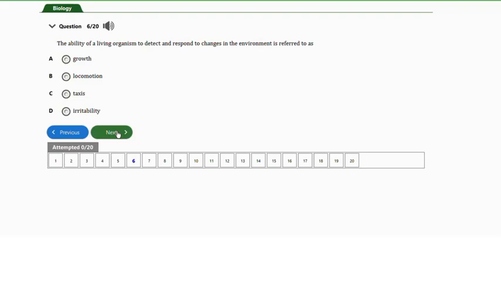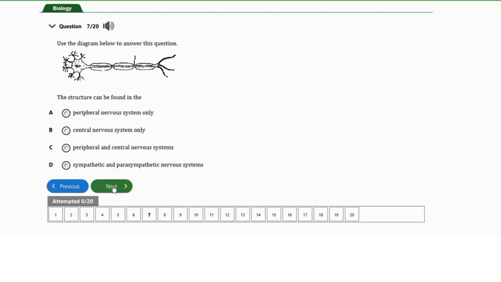Question number 6, it says, the ability of a living organism to detect and respond to changes in the environment is referred to as A, growth, B, locomotion, C, taxis, and D, irritability. So guys, the answer to this question is irritability. Irritability is the ability of an organism to respond to changes in their environment. So the answer to this question, guys, is option D. So let's look at the next question.